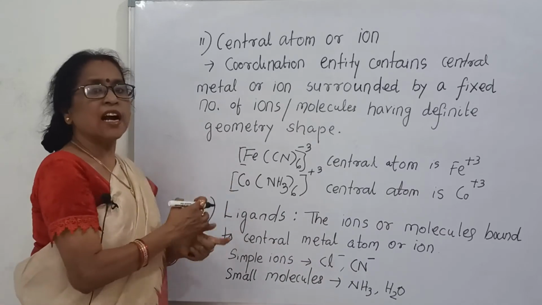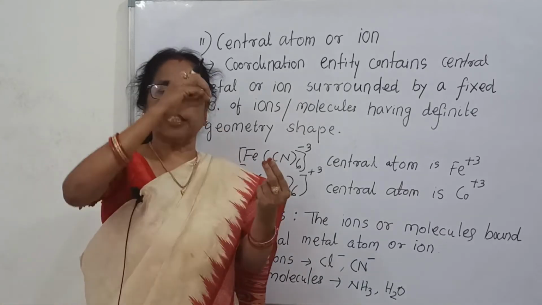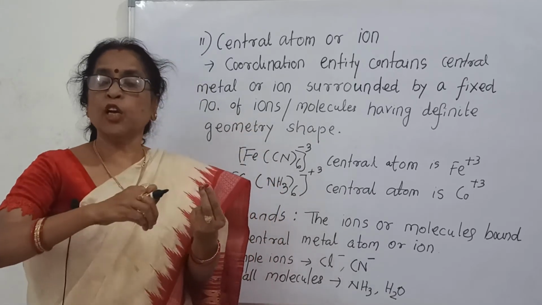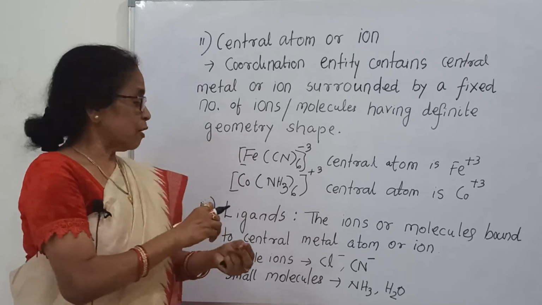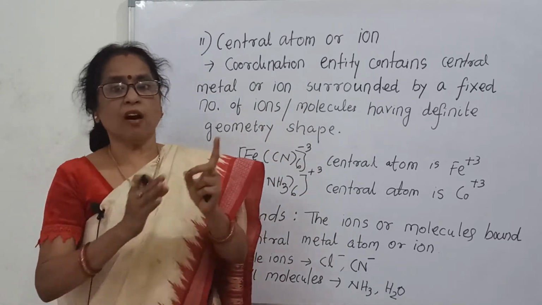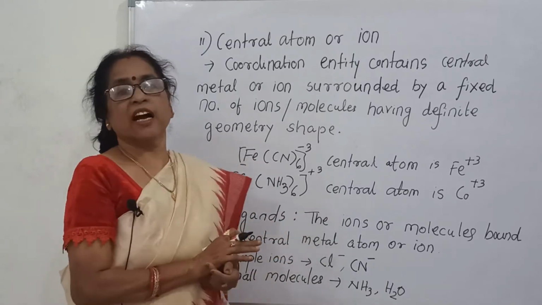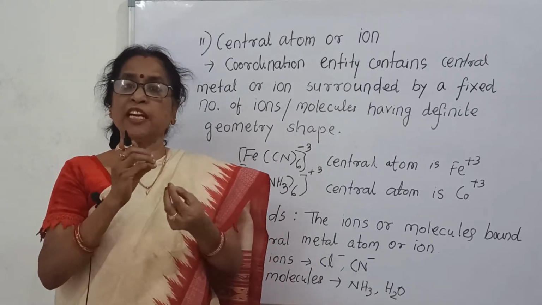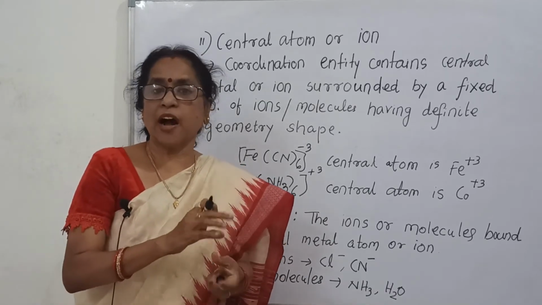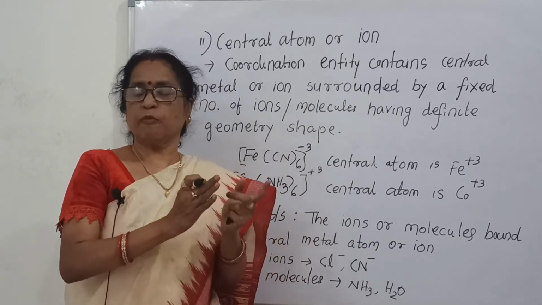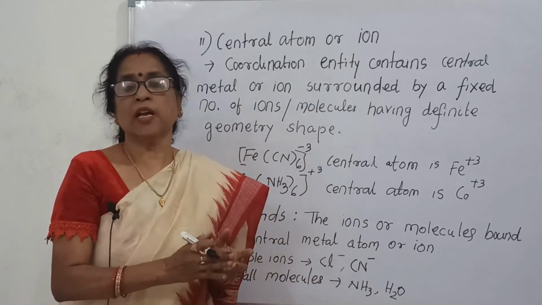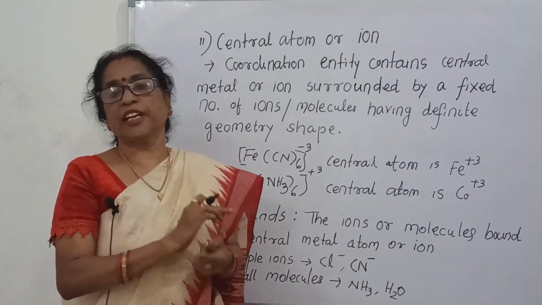And what is called a ligand? I told you the central atom is bound to molecules or ions. The ions or molecules which are bound to the central metal or ion are called ligands. How can you know how many ligands there are? Count how many molecules, how many negative ions, or a mixture of both negative ions and molecules are present. You count the number, and that is the number of ligands.